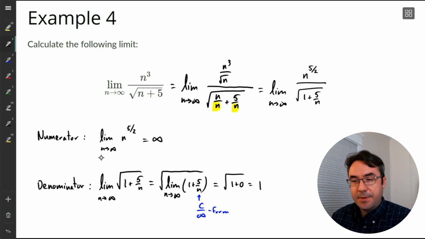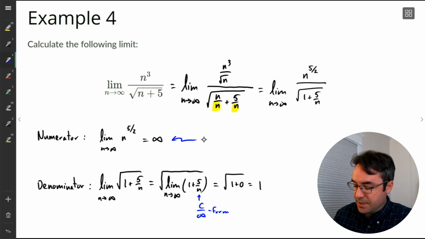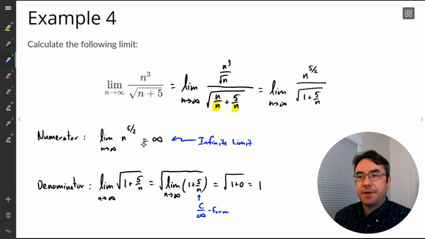So the limit as n approaches infinity, n is getting larger and larger positive, well, then n raised to the power 2.5 essentially is also getting larger and larger positive. So we say it goes to infinity. It's equal to infinity. And so what we have here is an infinite limit. Just means it's getting large positive. If it was getting large negative, we would put minus infinity.